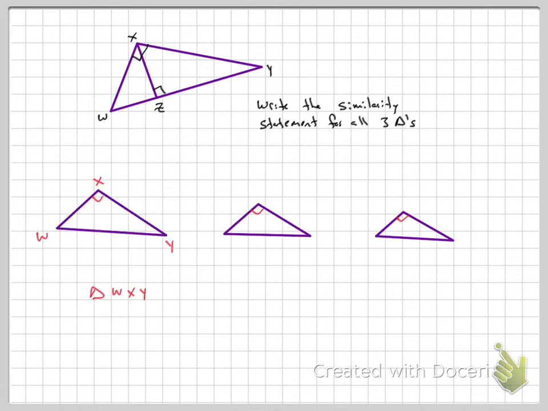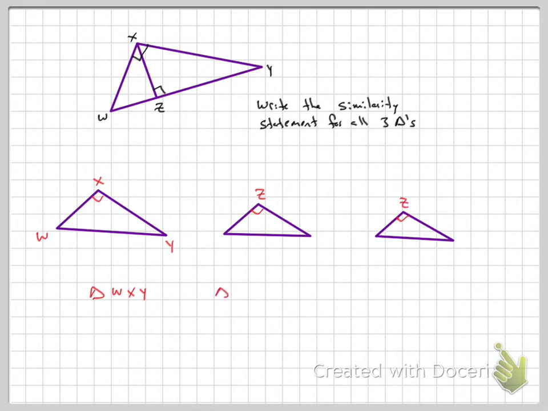So I went ahead and drew out the first one, and then notice I put the orientation of all of them the same. And then what I'm going to do is label the right angle for my other two. So I know the right angle of my medium-sized triangle is Z, and the right angle for my small triangle is also Z.